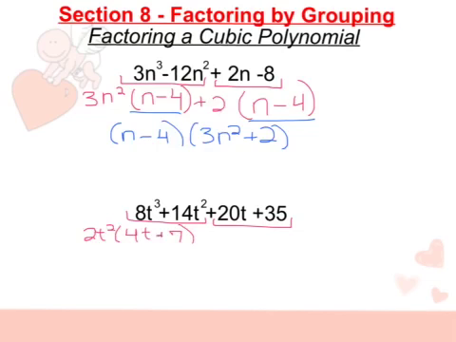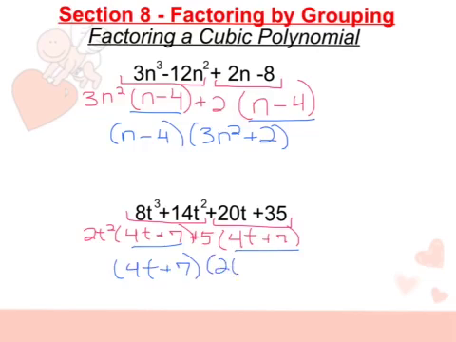The GCF of the last 2 is going to be 5. And that's a positive 5, so make sure you have that plus sign there. And that leaves us with 4t plus 7. Well, you can see again they have this in common, so we're going to factor that out in front. We're left with 2t squared plus 5. These 2 terms are relatively prime, so this is the factored form.